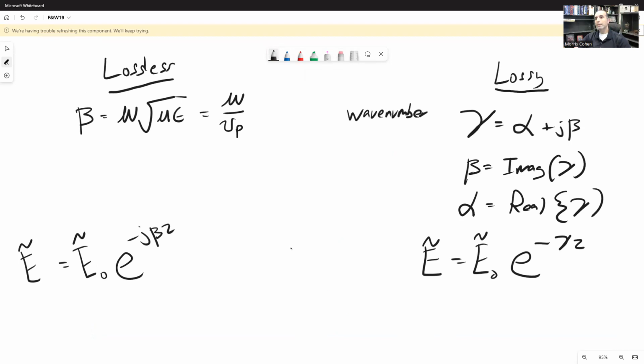Right? So the only thing we need to now know is what exactly is this gamma and how do we solve for it. If we know gamma, we basically have our answer. Because again, the real part is going to tell us the exponential decay rate of the electric field, and beta is going to tell us how the phase is changing. And so I'm going to give you a formula for gamma directly.